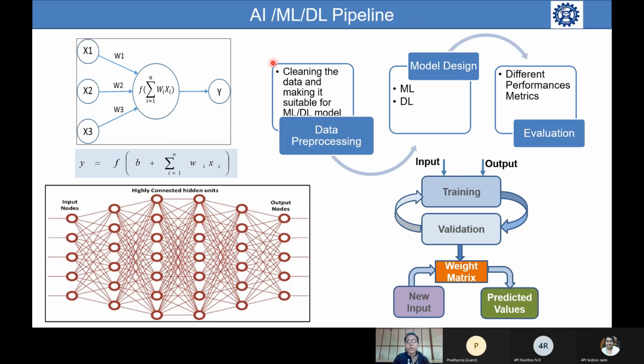Then this is the pipeline of how ML-DL algorithms work. AI is a data-driven approach, so data plays an important role. If the data is huge, if the quantity of data is more, then it will work. But along with that, another factor matters, that is the quality of data. Along with quantity, quality of data is very, very important. When we have the data, we need to do data pre-processing. What does that mean? You need to clean the data. If during the acquisition process your data has any missing values or noise, you need to clean the data and make it suitable for a machine learning or deep learning model.